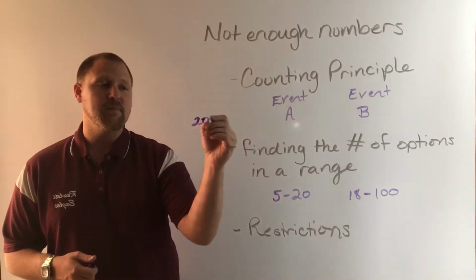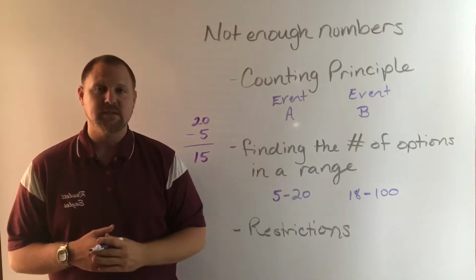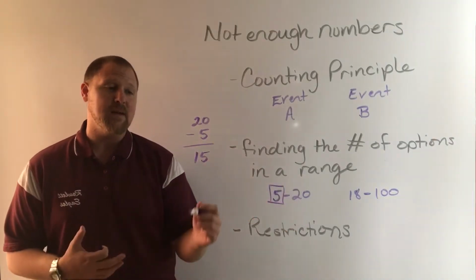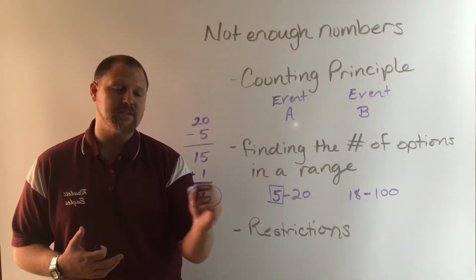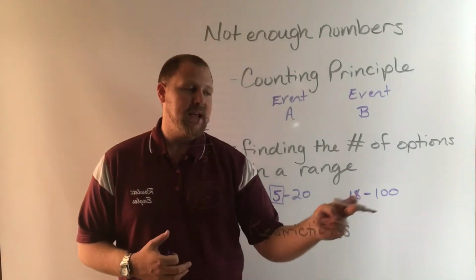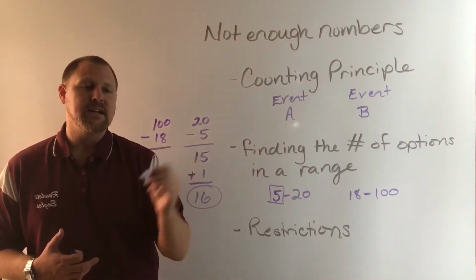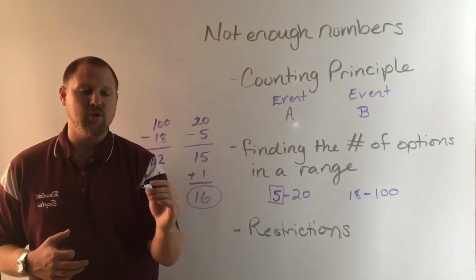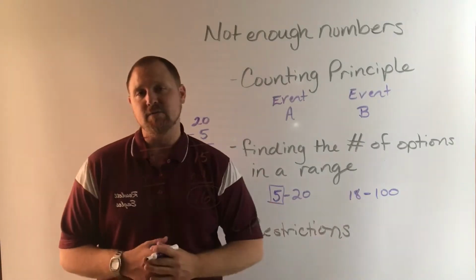So if we take 20 minus 5, most students will say that's 15 options. But what they're forgetting is that we start with 5, and 5 is a valid option. So we have to then add that 5 back. So there are 16 options in this range of numbers from 5 to 20. From 18 to 100, again, you subtract 100 minus 18, and that's going to give you 82. But then you have to add 1 more, and there are 83 options of numbers in this range.